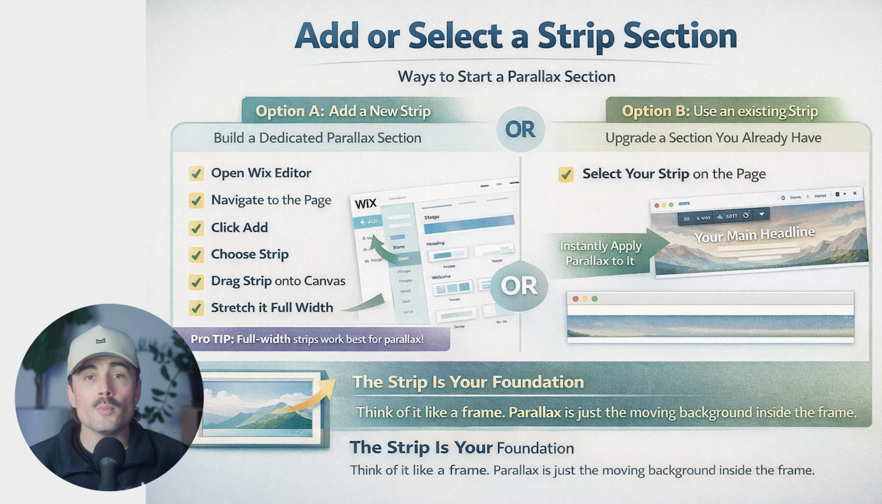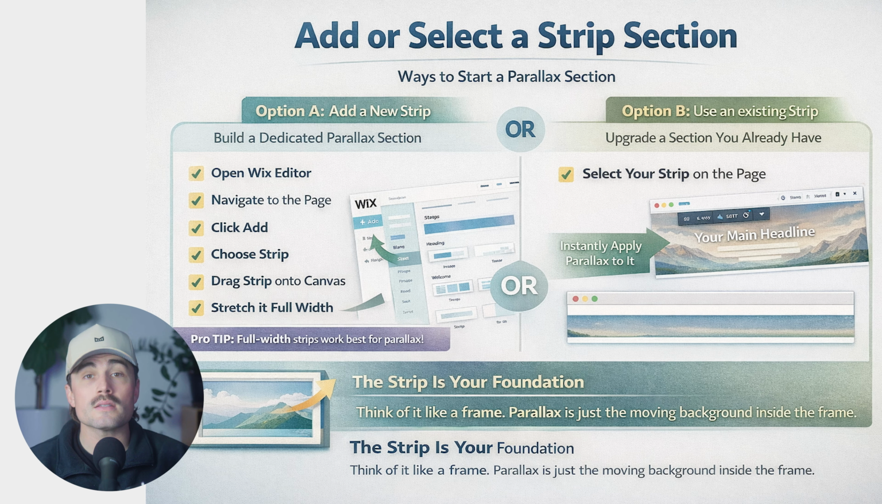Here's what that looks like. Open your Wix editor, navigate to the page that you want to work on. On the left-hand side, click add and choose strip. You'll see a bunch of layouts like blank, image focused, text focused, etc. Pick the one that best fits the vibe of your page. Drag and drop it onto the canvas. Once it's there, stretch it the full width if it isn't already. Parallax looks best when it spans the entire width of the page.